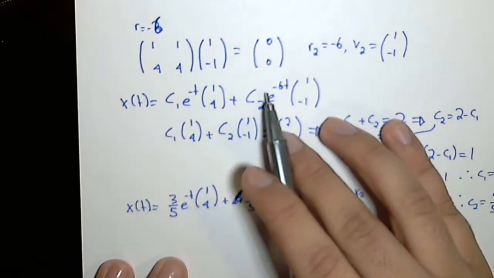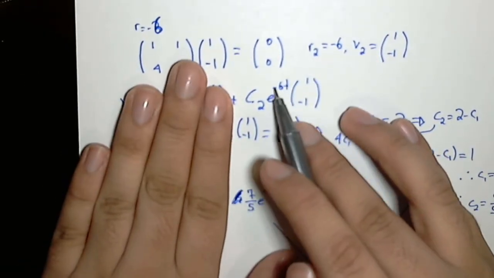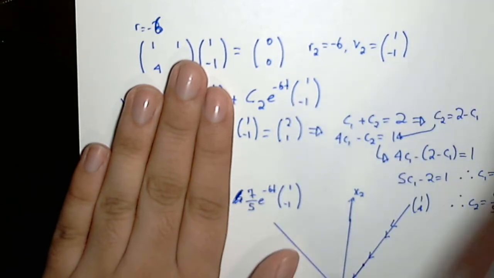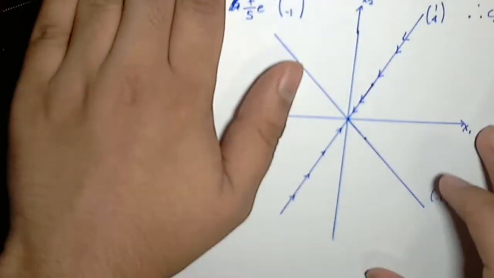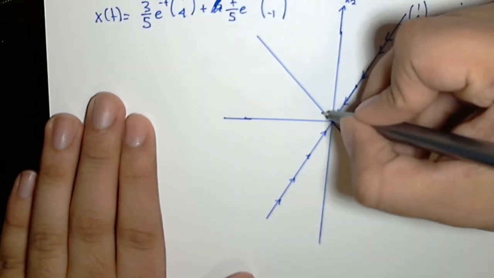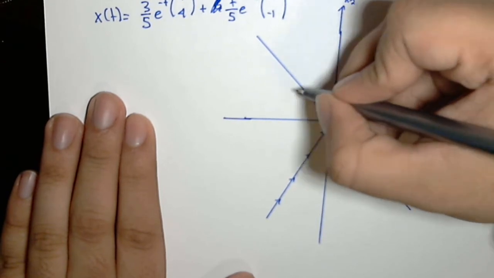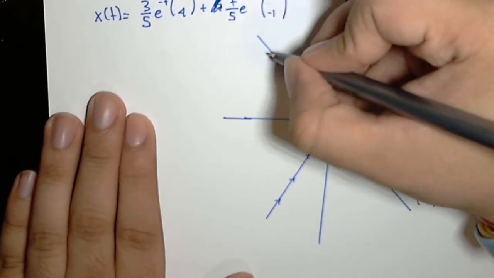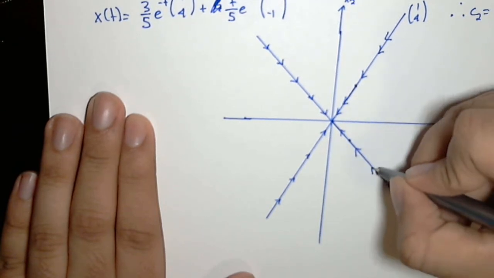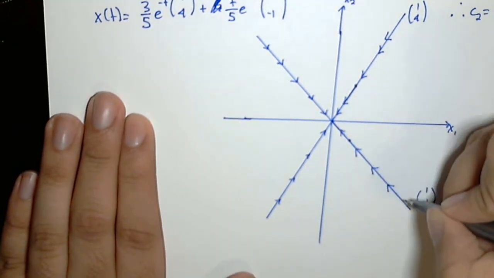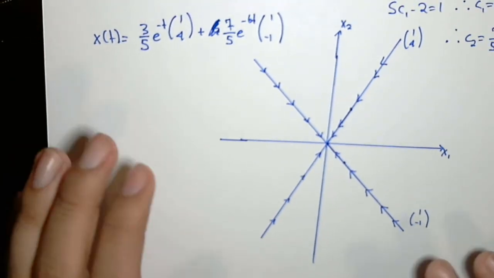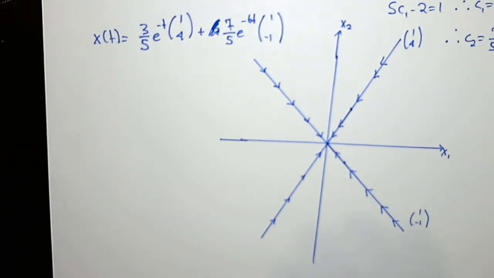And the same argument goes if c1 is 0. Since this is a negative exponential, as t goes to infinity, this guy goes to 0. So once again, even with the other line, we have that it approaches 0 as t approaches infinity. There. So we're starting to draw the direction field of this guy.